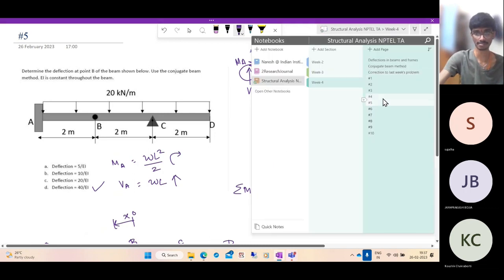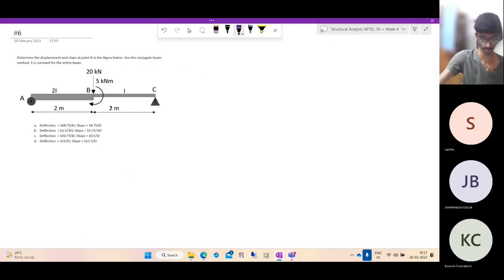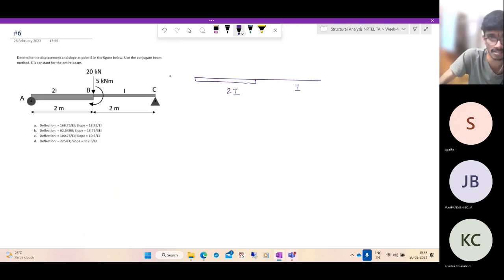Go to the next question. So this is a discontinuous beam. The material properties of the beam are discontinuous. We have the usual beam, but one half of the beam is thicker with moment of inertia 2I, and the other half has moment of inertia I. In the middle, we have a point load and a moment. And it is supported in the usual fashion, simply supported.